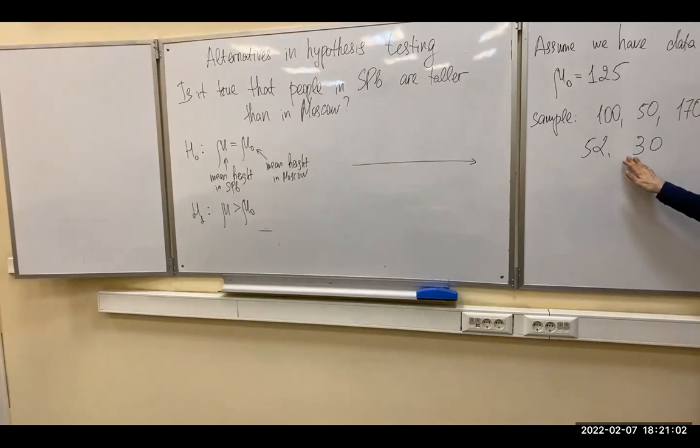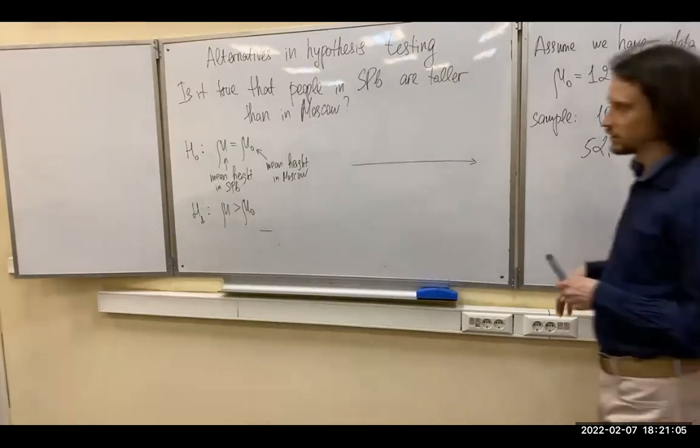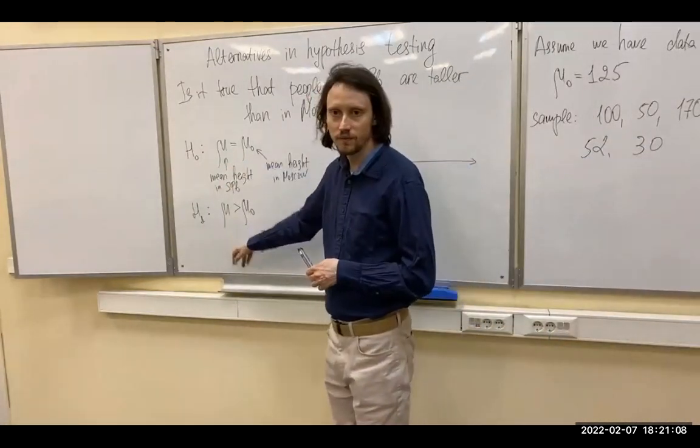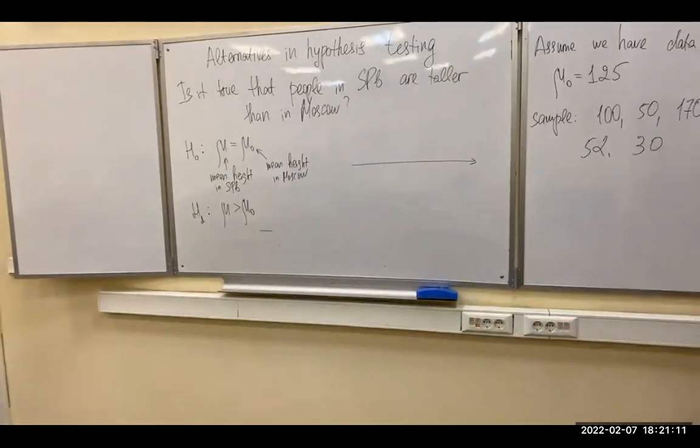Would you reject the null hypothesis given this data, and given this null hypothesis and this alternative? Okay, let me put some more numbers, just to make it more convincing. So what do you think about this data and this hypothesis? We would not reject the null hypothesis here. Any other ideas?